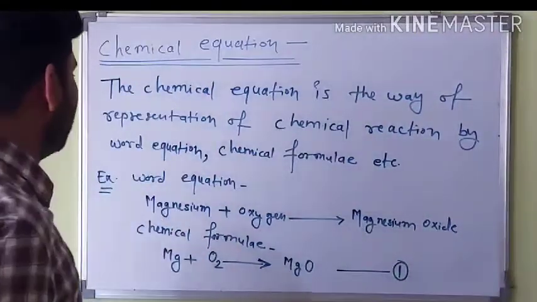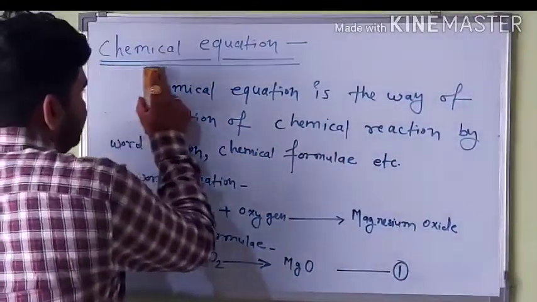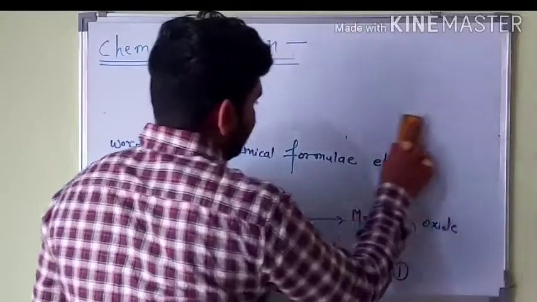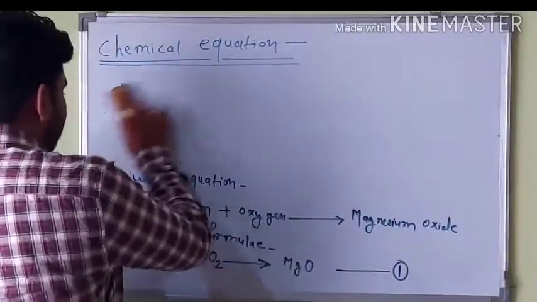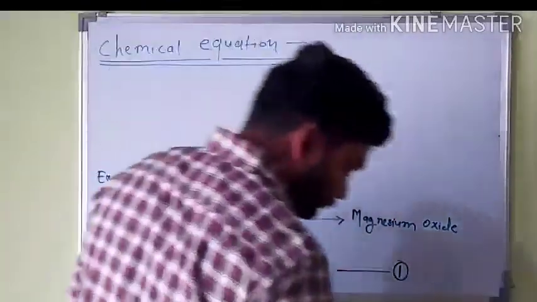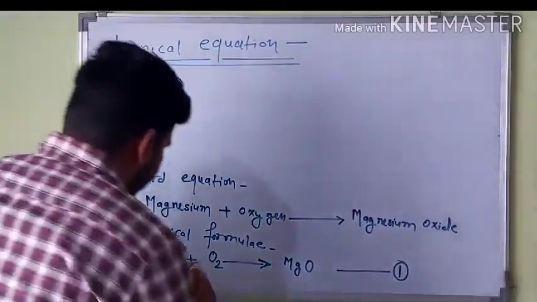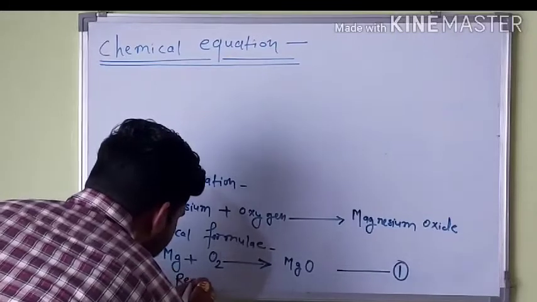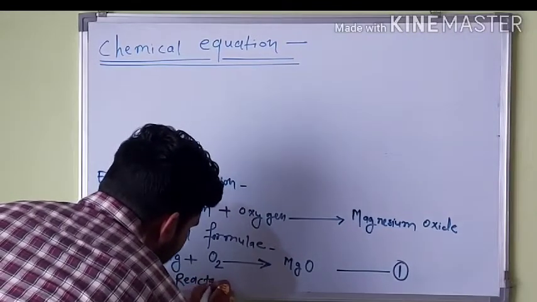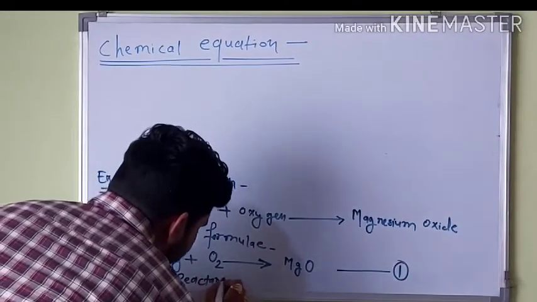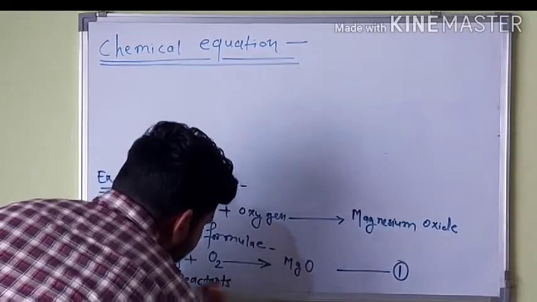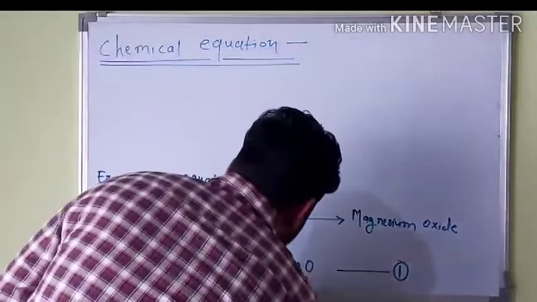Next, furthermore about the chemical equation, that is the definition of a chemical equation. After that, we can discuss something more. On the left hand side, it is the reactants. And this one is the product.